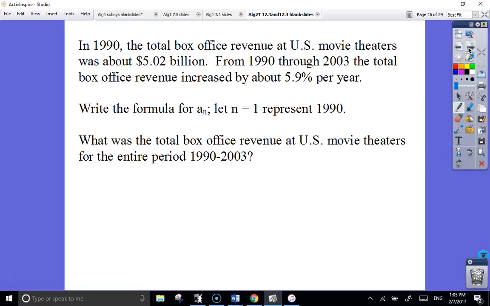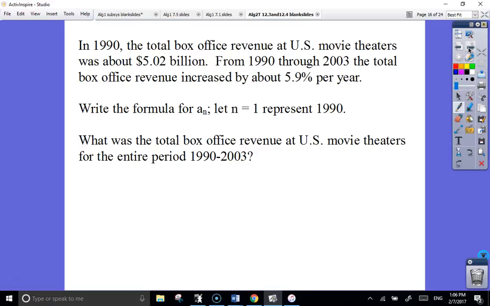Okay, in 1990, total box office revenue at U.S. movie theaters was about $5.02 billion. From 1990 through 2003, the total box office revenue increased by about 5.9% per year. Write the formula for AN and let N equal 1 represent 1990. And then what was the total box office revenue in the period 1990 to 2003?